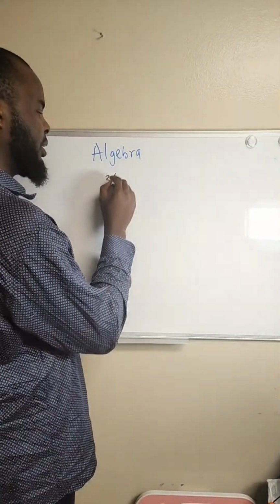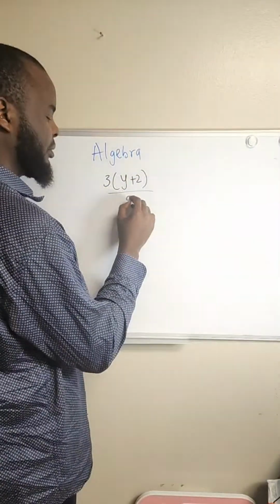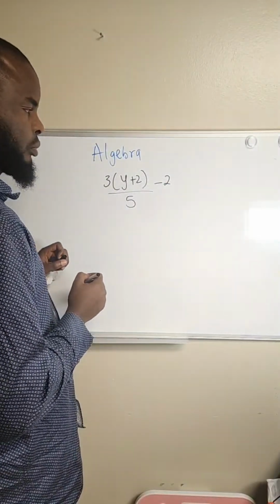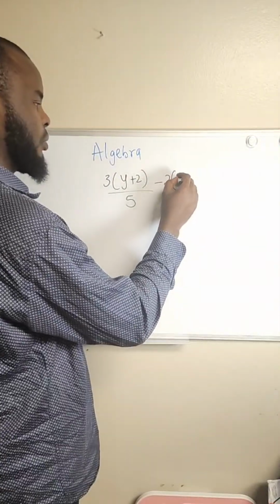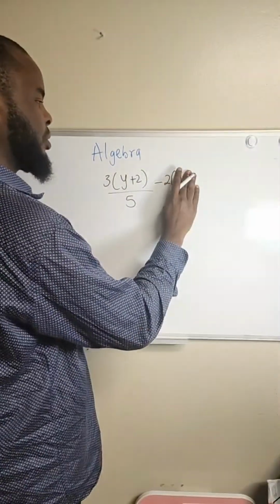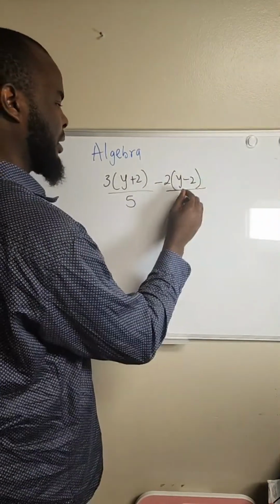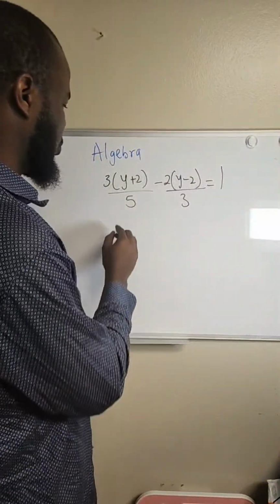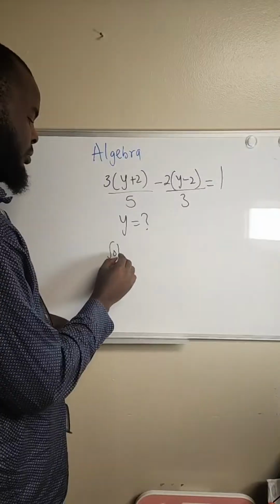Yeah, we have 3 into brackets y plus 2, over 5, minus 2 into brackets y minus 2, over 3, equals 1. What is y? Solve.